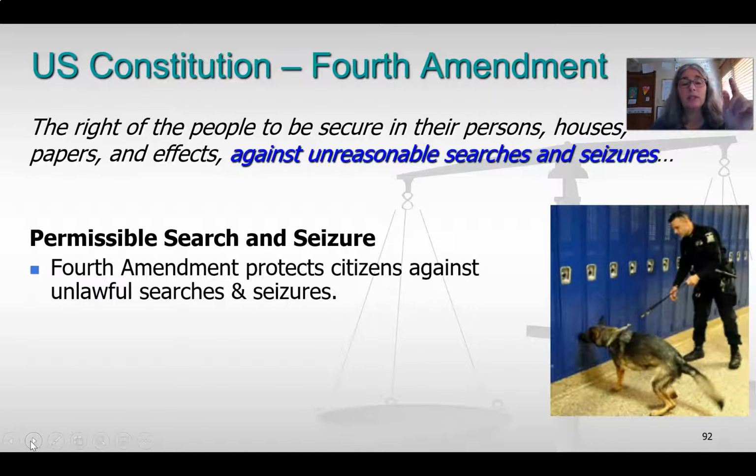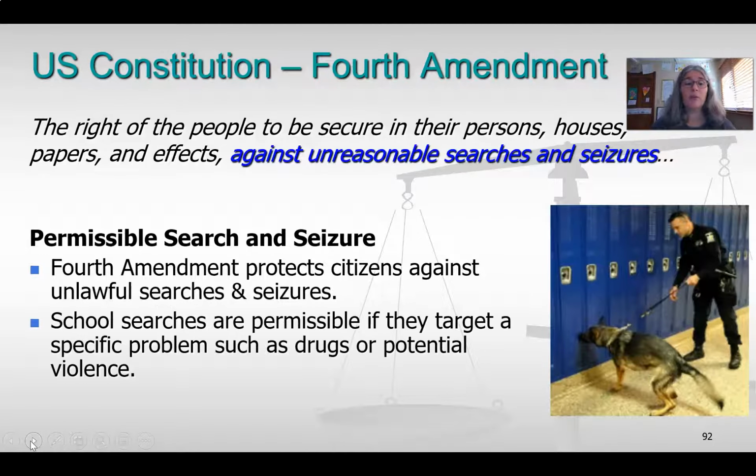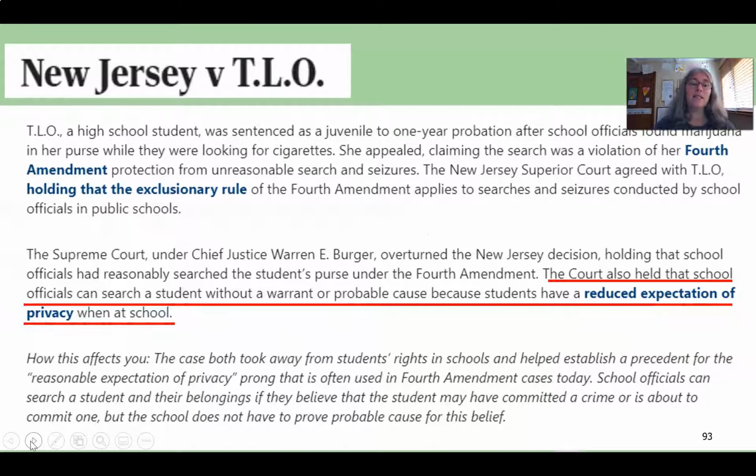Now, the Fourth Amendment does protect you against unlawful search and seizure, but schools can have a permissible way of doing this. So if they are targeting a specific problem, a drug problem, a violence problem, if they have evidence or reason to believe that there's a problem with a particular student or a group of students, they are allowed to do searches and to seize evidence.